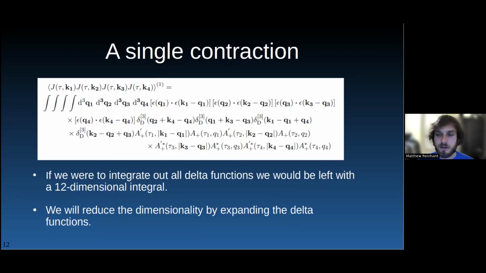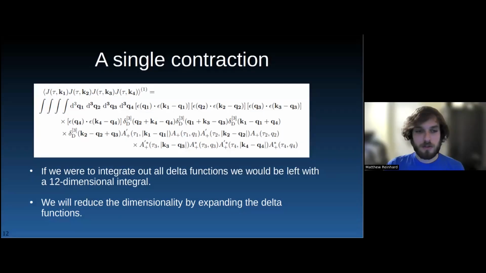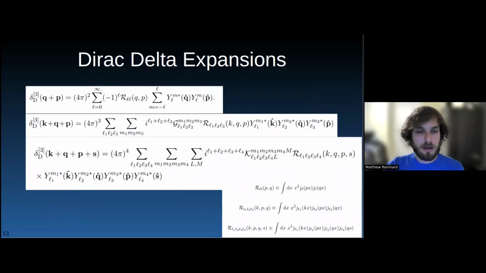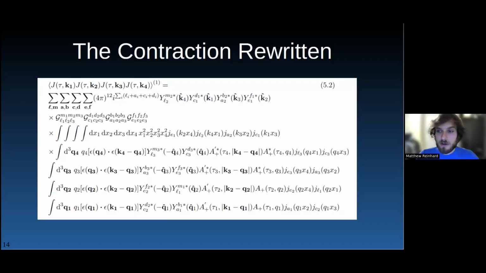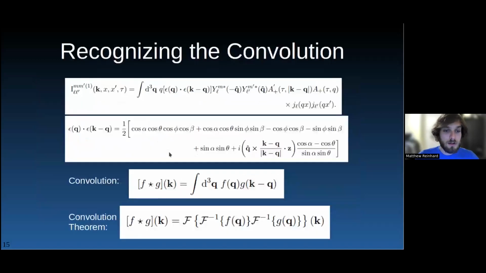So instead of integrating out the delta functions, what we do instead is we expand the delta functions. We make use of the delta function expansions listed here and insert them into our contraction to yield this expression. Although we picked up some extra integrals over these dummy variables x1 through x4, we've also separated out the 4 momentum integrals into 4 integrals of the exact same form. So if we can do one of these integrals, we can do all of them.